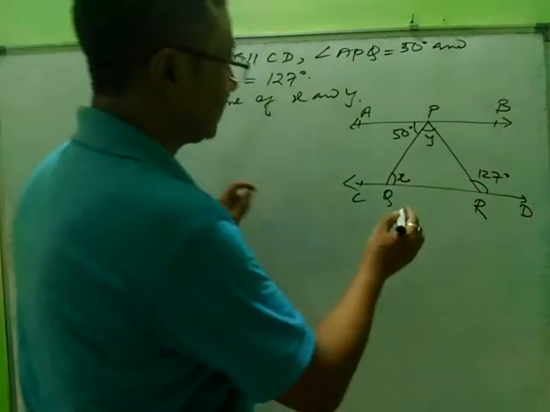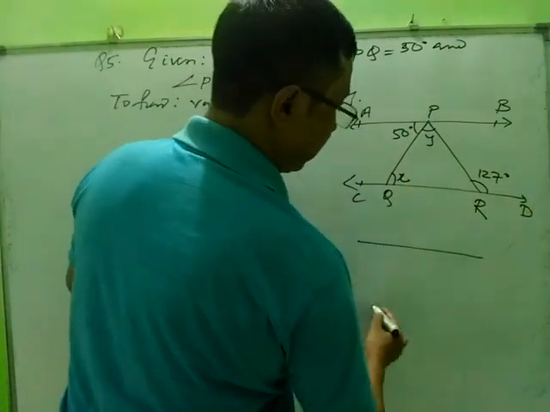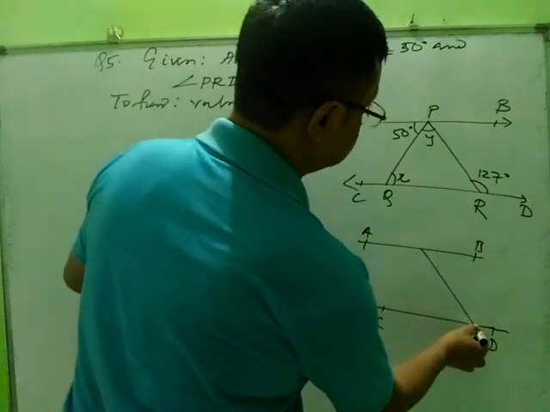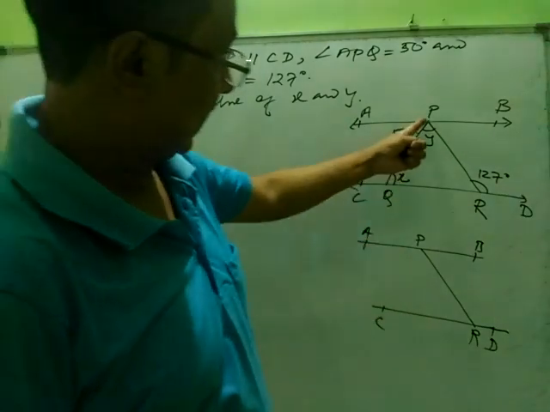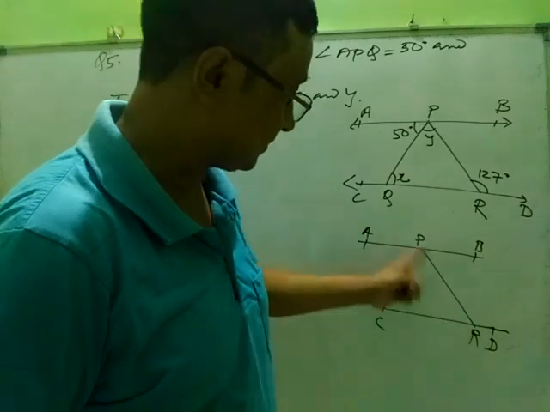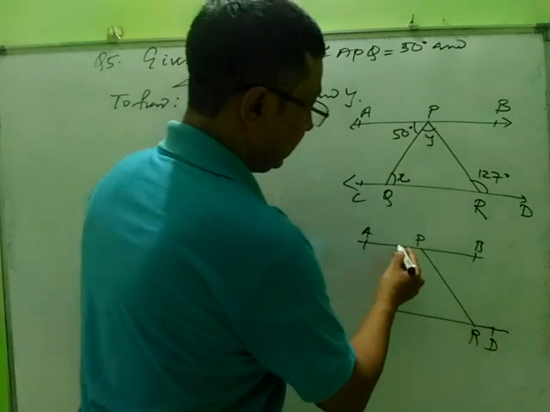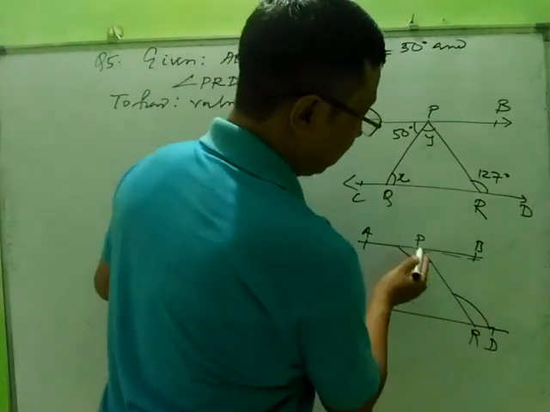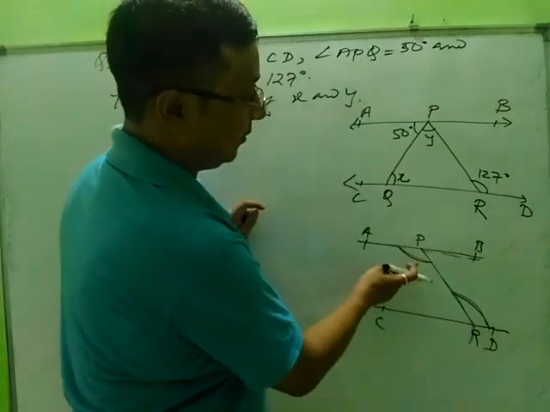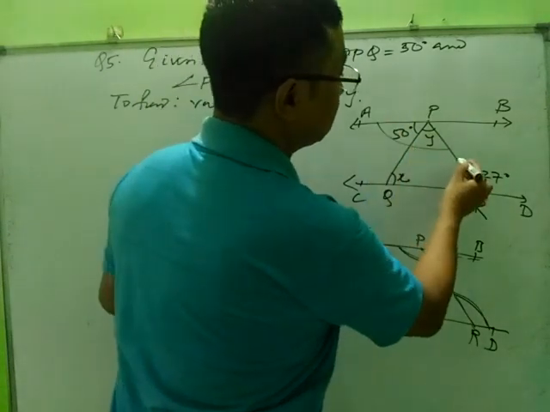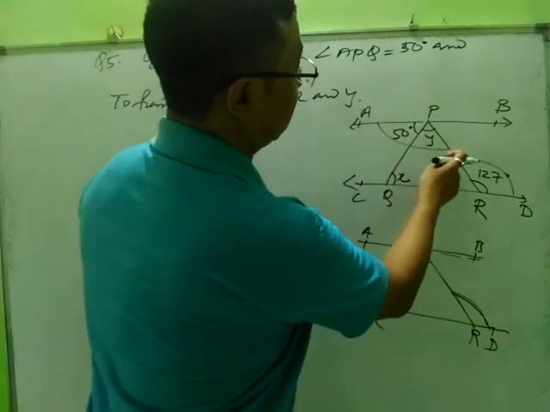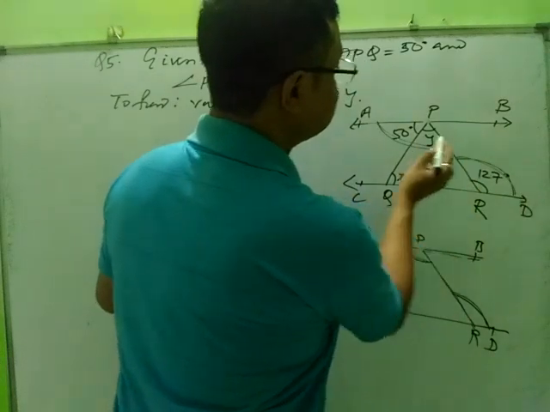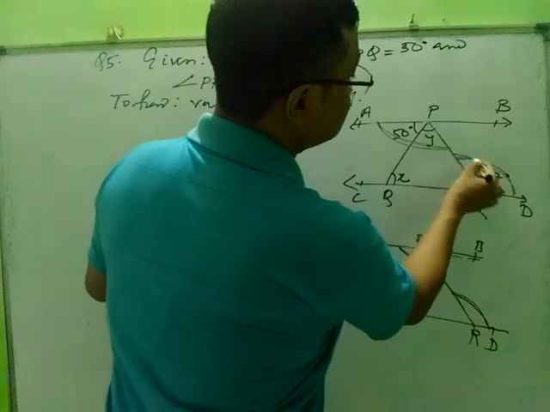Now it's very simple. As AB is parallel to CD, this is A, B, this is C, D. Here the line, say, this is PR. The line PR intersects the two parallel lines AB and CD at P and R respectively. So that is why this angle equals this angle, due to alternate interior angles. That means angle APR equals angle PRD, because these two lines are parallel lines intersected by the line PR.